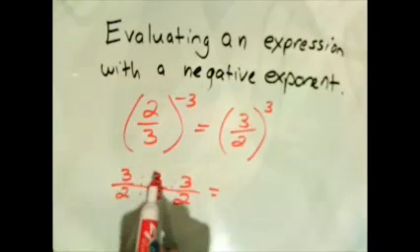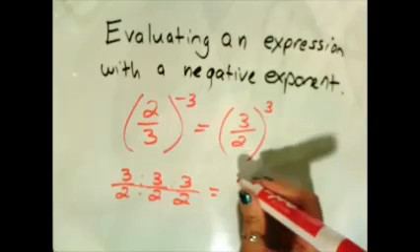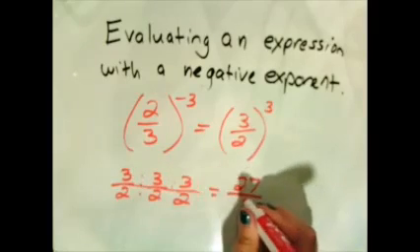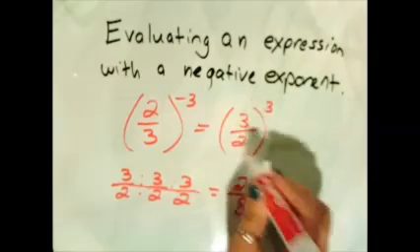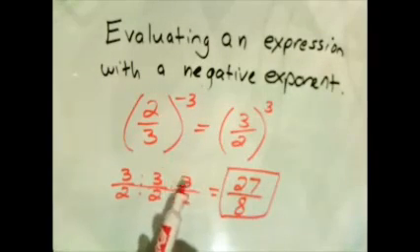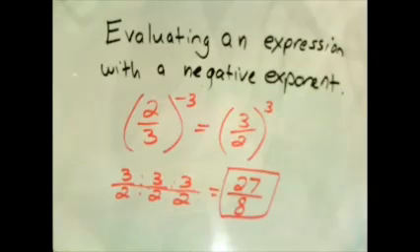So on the top, 3 times 3 is 9, times 3 again is 27, and on the bottom, 2 times 2 is 4, times 2 again is 8. So 3 to the third and 2 to the third. And I know that's reduced all the way, because see back here, the only factor of 27 is 3, and the only factor of 8 is 2. So there's no common factors between 27 and 8.